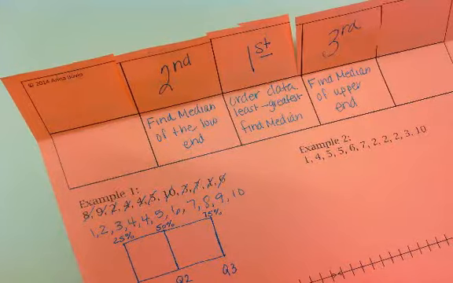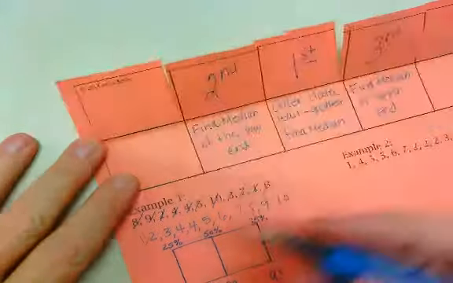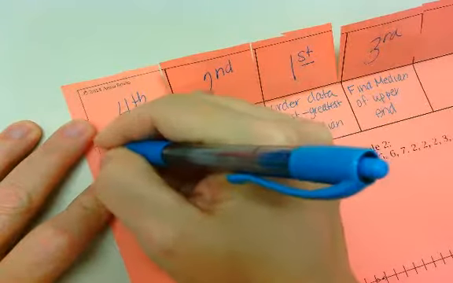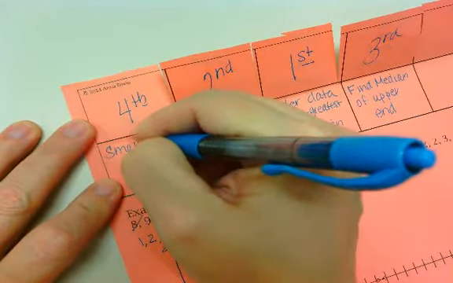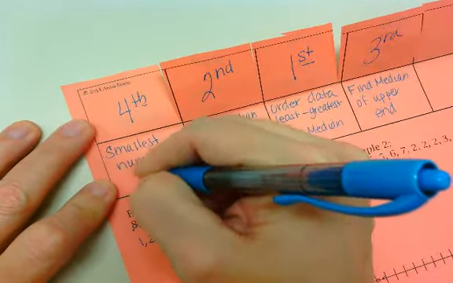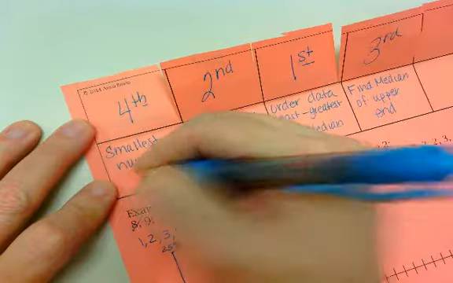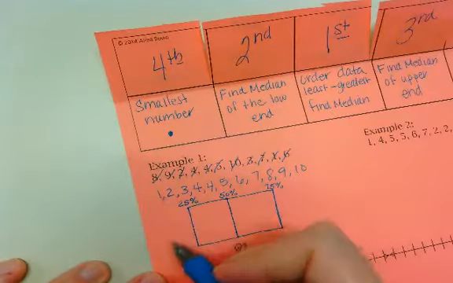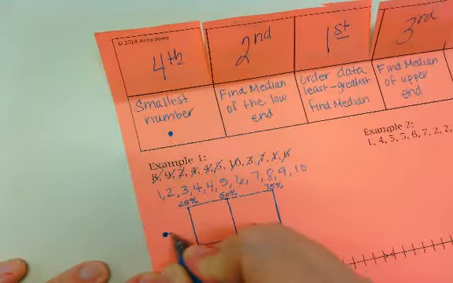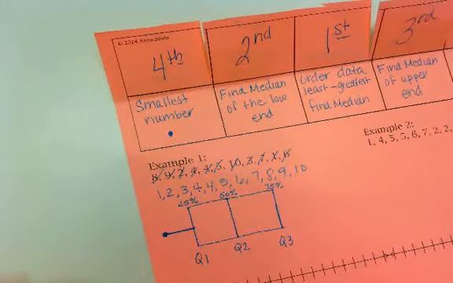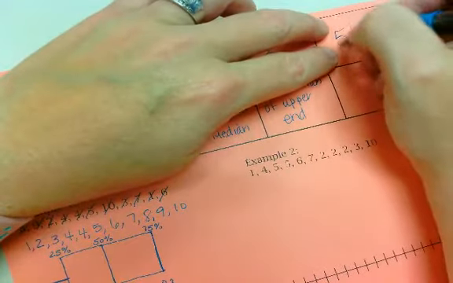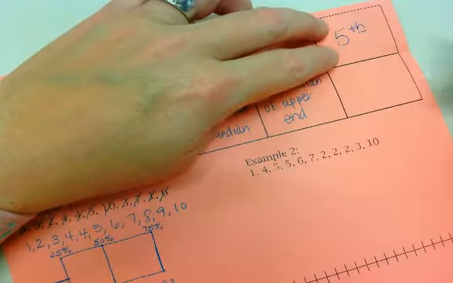Now we're going to go to our fourth thing, which is our minimum. We are going to find the smallest number, and we're going to represent that with a dot. Our smallest number is 1. We're going to put a little dot right here, and we're going to connect our line, just like that.